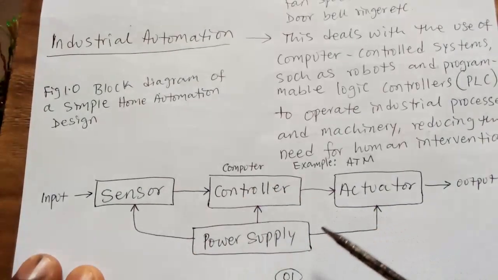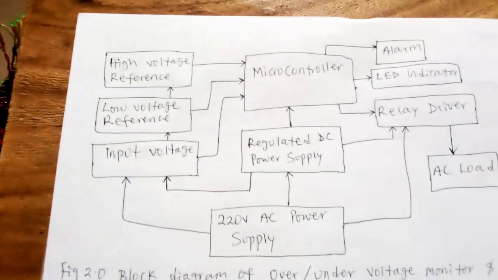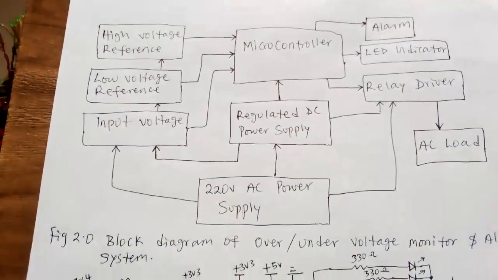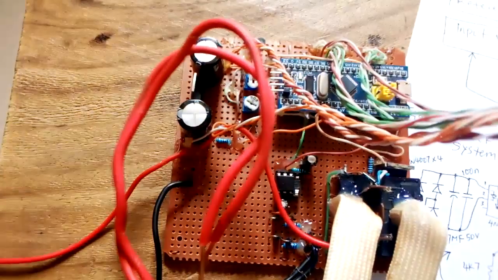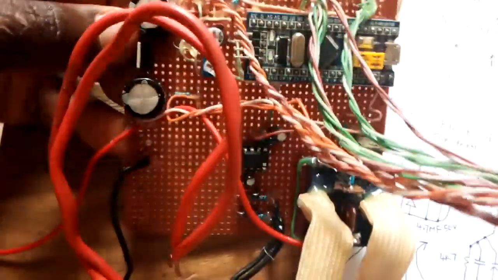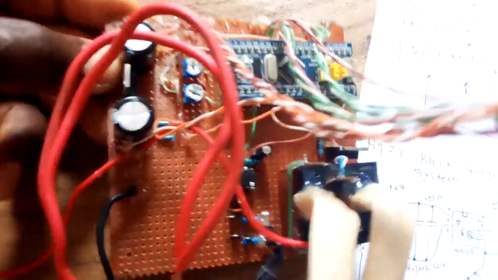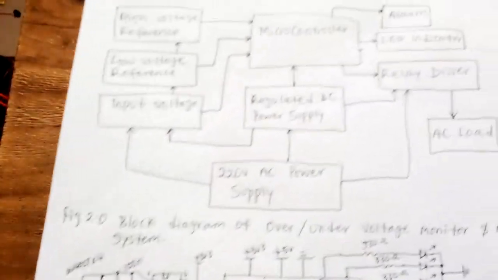Now you know that our computer is electronic, made up of electronic components. So here I have the block diagram of what I have designed. I have done the finished construction, only the packaging remaining. So I will be explaining this. Let's take a look at the block diagram.